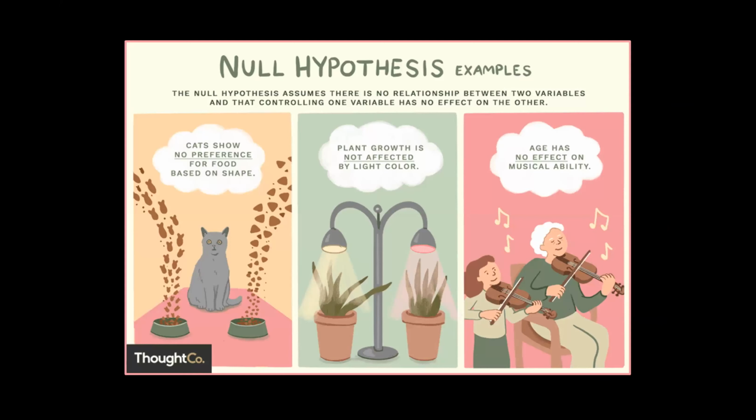Here are some other null hypothesis examples. Cats show no preference for food based on shape. So you would have to do a study that tries to find otherwise, that cats do show a preference for food based on shape. Plant growth is not affected by light color. So your study would be designed to find that plant growth is affected by light color. And age has no effect on musical ability. And your study would be attempting to find otherwise: yes, age does have an effect on musical ability, etc.